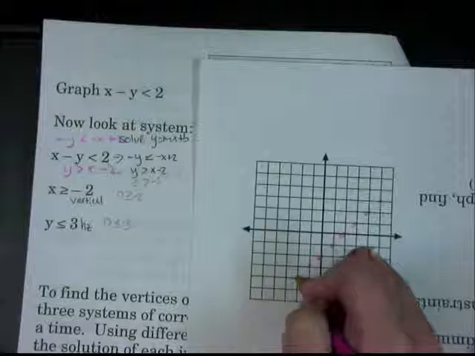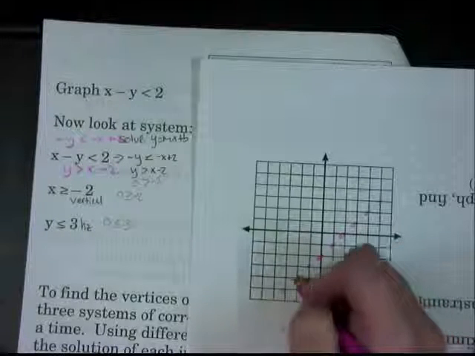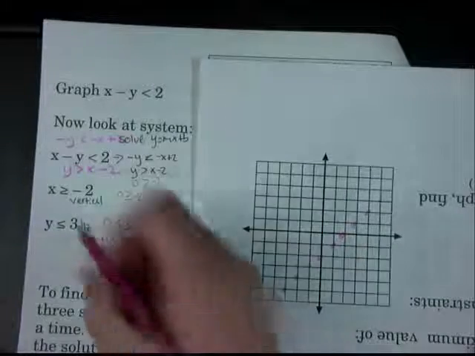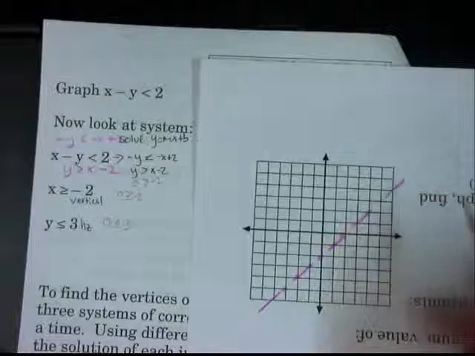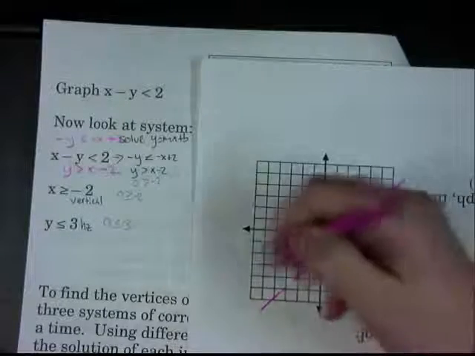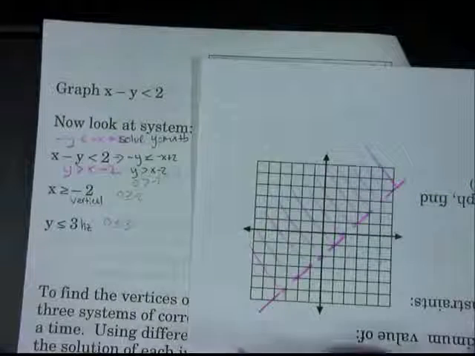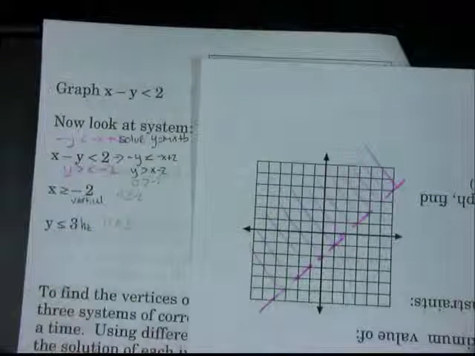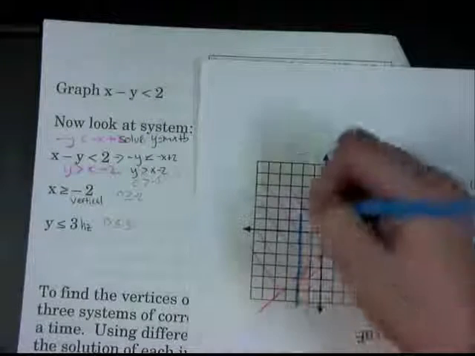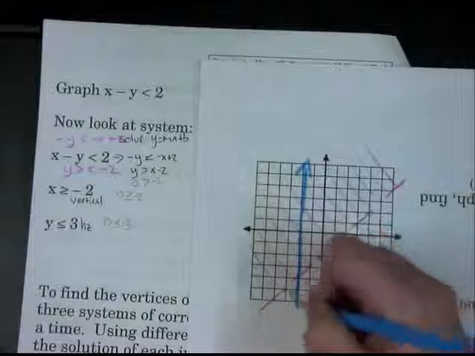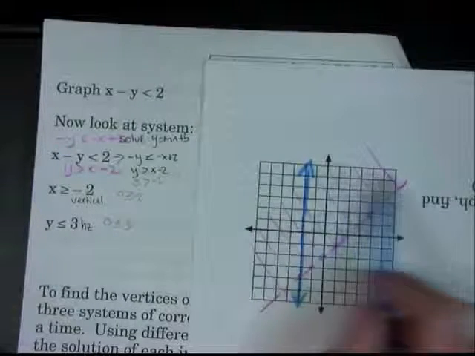Make sure you go far enough, because you definitely want to make sure that your lines are going to be intersecting. I connect those with a dashed line because it's greater than. Shade above. Now I have x is greater than or equal to -2, so there's -2. It's vertical and it's solid because it's equal. And greater on a vertical, everything greater than -2 is to the right.